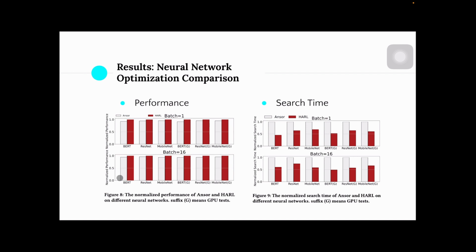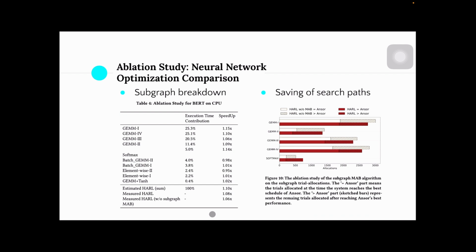Here, the first figure is the performance comparison among all these models, and the J here represents the experiments on the GPU platform. We can see HARL can outperform Ansor on all these models, and for the search times also. This slide shows the ablation study of the neural network optimization.